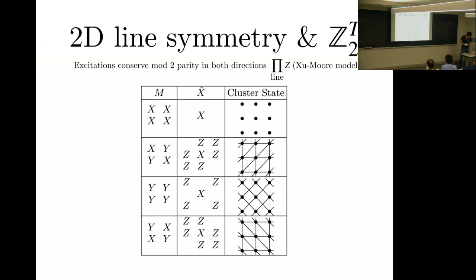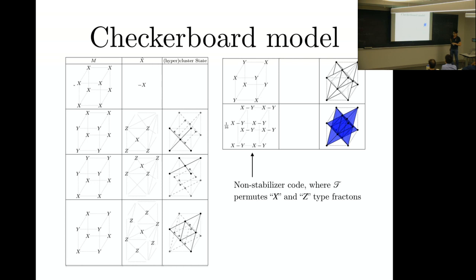My last example is the checkerboard model, which is a fractal model. Without time reversal, you find three generators, and these three generators correspond to stacks of 2D cluster states on this FCC lattice. And one interesting thing is you can also get decorations of 2D cluster states perpendicular to this 1-1-1 plane, which is a triangular lattice. And with time reversal, you also have two more generators. One interesting thing I want to point out is this model, which is a non-stabilizer model. It's protected by time reversal and planar symmetries.